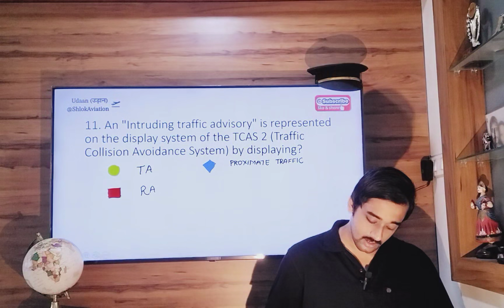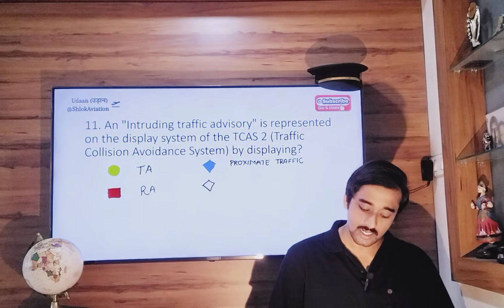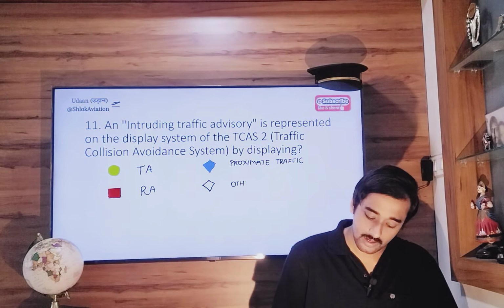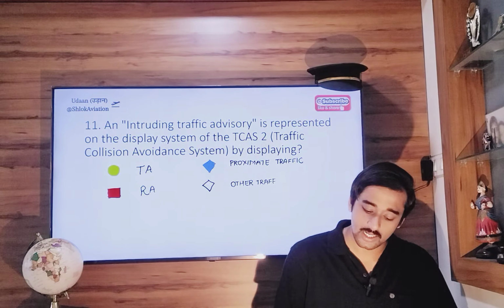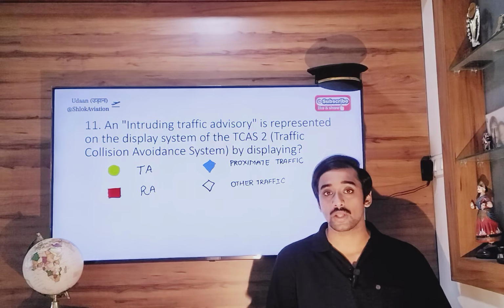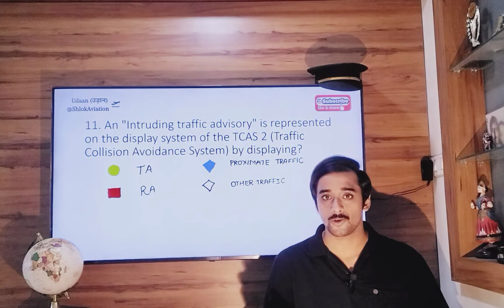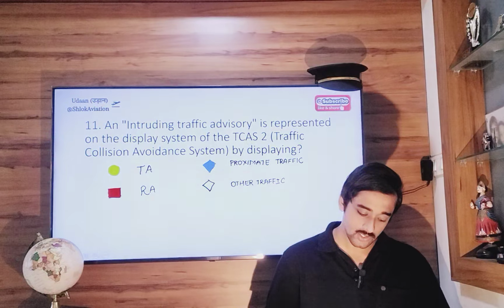Next, other irrelevant traffic is represented by a hollow diamond, which is called other traffic. This other traffic means any traffic which is within the range of your display and plus or minus 2700 feet of your aircraft. So remember these four symbols, the colors, the meanings.